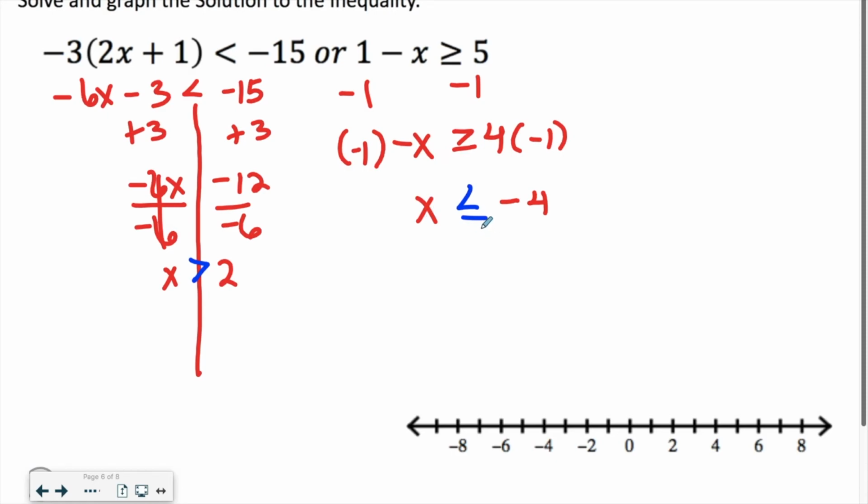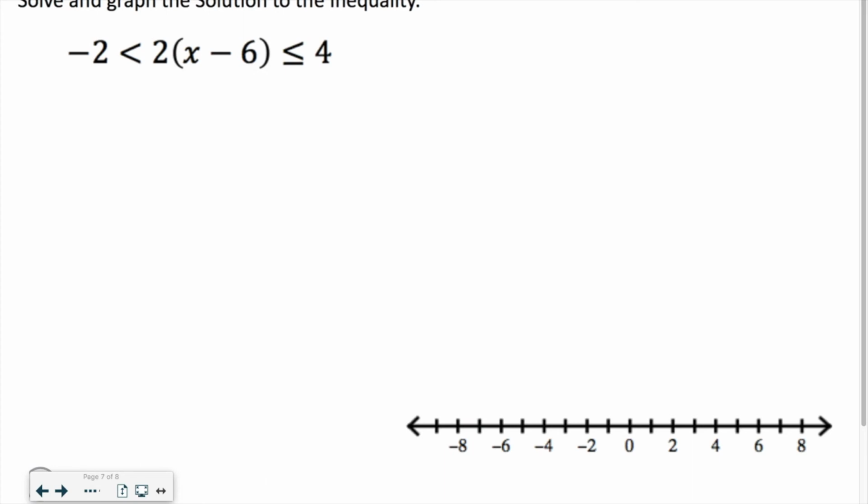So now you have your answers. So you're going to go above 2, and it's greater than, and then you're going to go above negative 4, and it's filled in because it's less than or equal to, and x is less than or equal to, so it's going to go to the left because that's where the less than is. And you're done with that one.